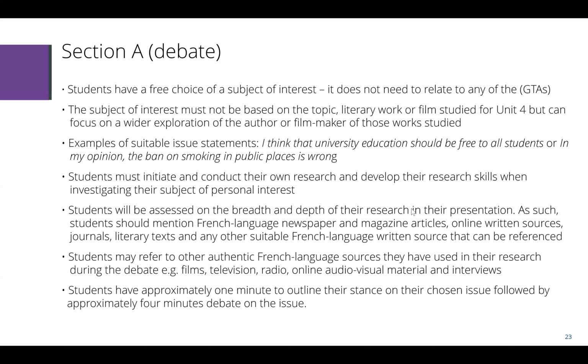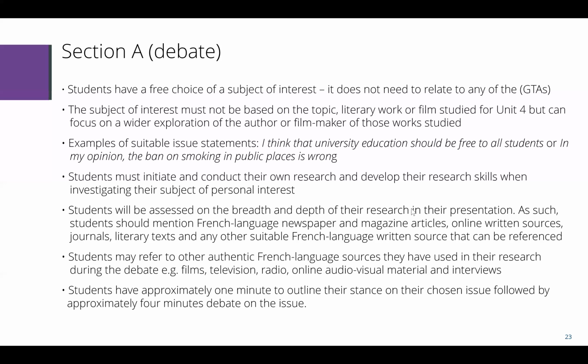Giovanna says the topics for section A and B in the A2 speaking exam must be focused on the target language countries. Well, in section A, they can choose anything at all, okay? So it doesn't have to be on the target language country. It can be on whatever they want it to be.